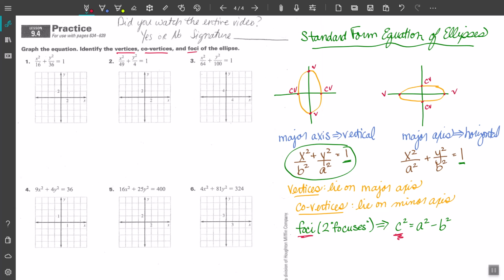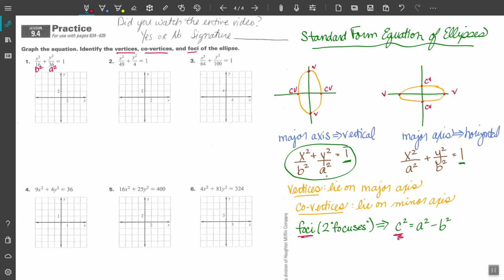The way we're going to decide whether it's vertical or horizontal is by looking at the denominators. Your a squared is always going to be the larger denominator. So in this case, the 36 is my a squared, the 16 is my b squared, and I'm just going to write them under there so I don't forget.